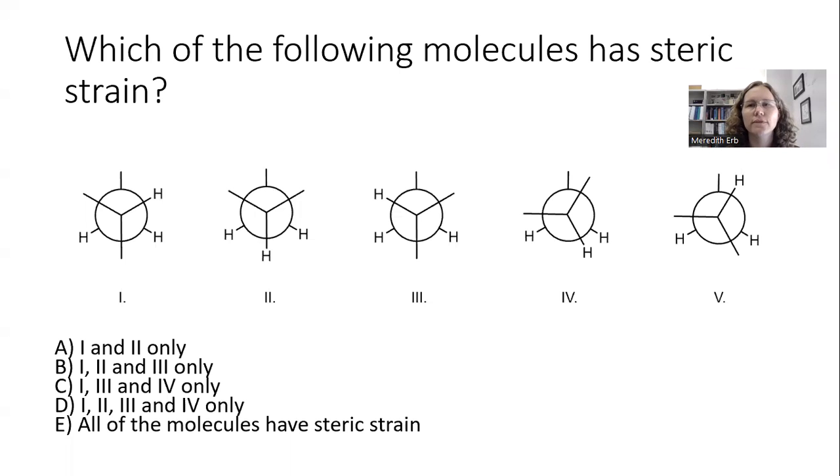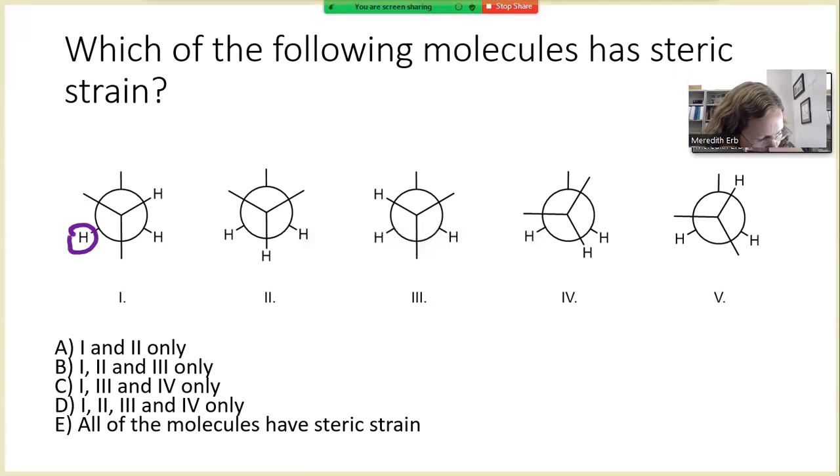This question asks, which of the following molecules has steric strain? So we have 5 Newman projections on this slide, and we have to figure out basically what is steric strain. Steric strain is when you have 2 groups that are not hydrogen that can bump into each other or raise the energy of the molecule because they're too close together when the molecule is cycling around. So steric strain is going to result whenever you have 2 groups that are not hydrogen next to each other. So let's take a look at our molecules.